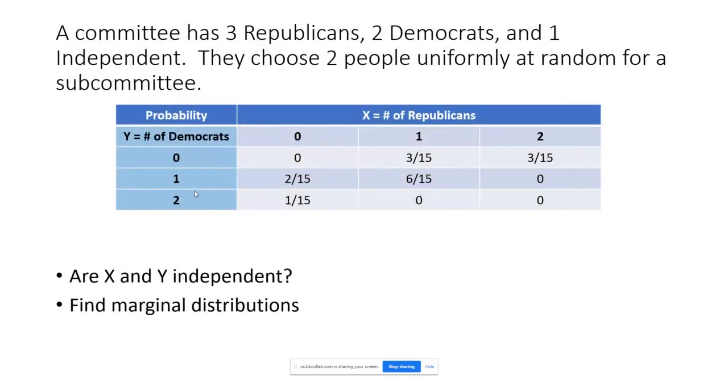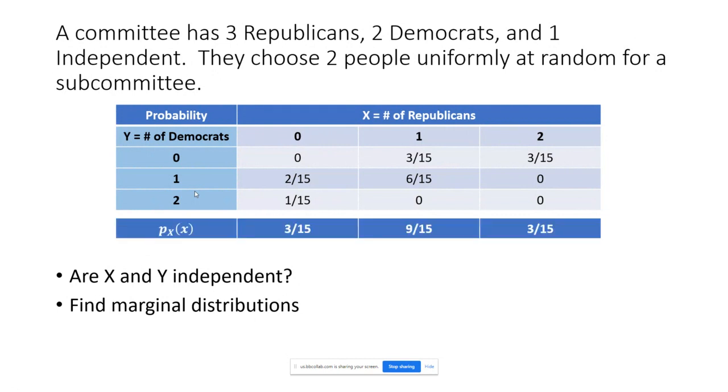So we'll start by finding the marginal distributions, like we did yesterday. To find the marginal distribution of X, we're summing over all possible values of Y. So we're taking the sum of each column here. So the probability that X equals 0 is 3/15. The probability that X equals 1 is 9/15, and the probability that X equals 2 is 3/15. And for our marginal distribution of Y, we're summing over all the possible values of X. So we're taking the row sums here.